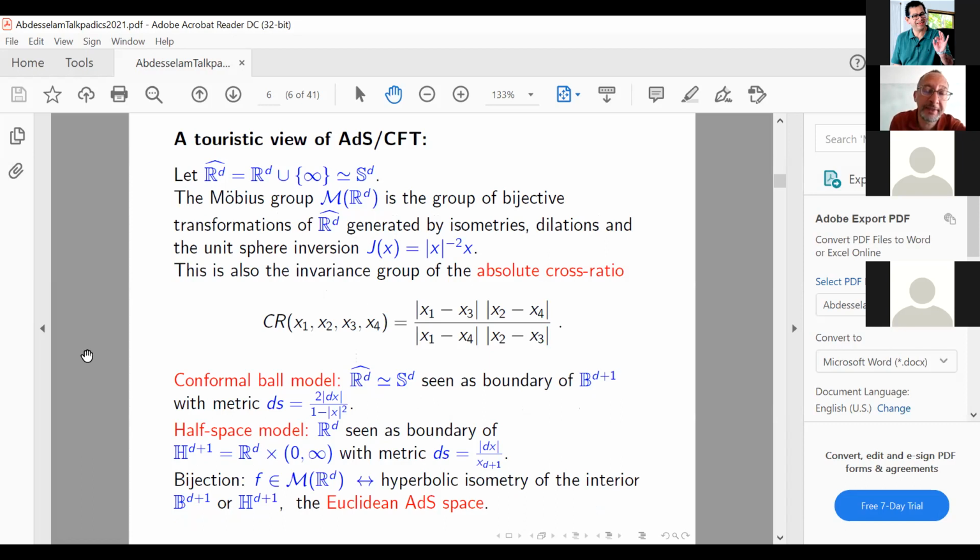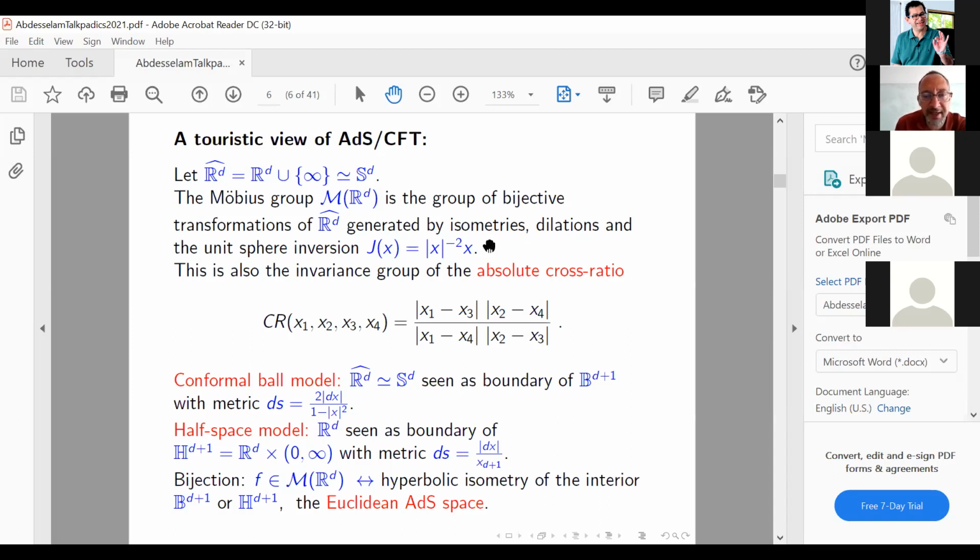So we start from R^d and we add a point at infinity. So we obtain a compactification, which is just a d-dimensional sphere. And so there is a group which acts here. It's the Mobius group, or the group of global conformal transformations. So this is the group of bijective transformations of this compactified R^d, generated by the isometries of R^d, dilations, and you need to throw in a transformation like the inversion, the unit sphere inversion.